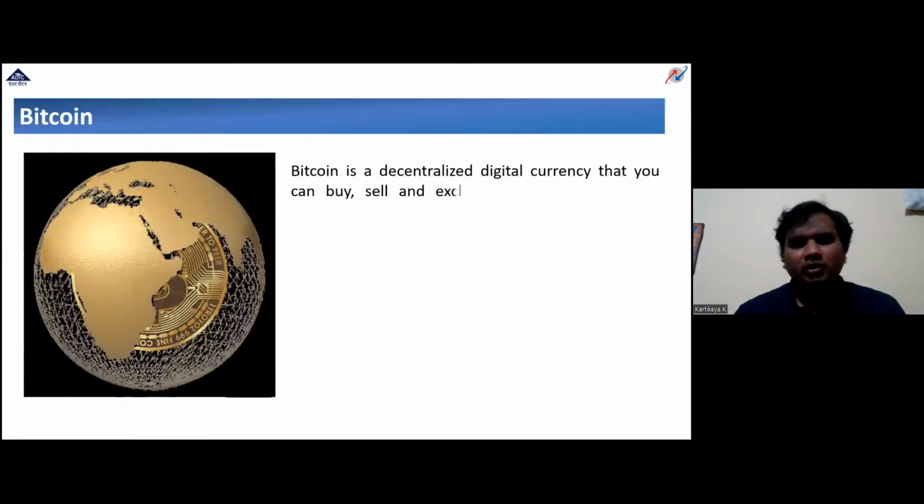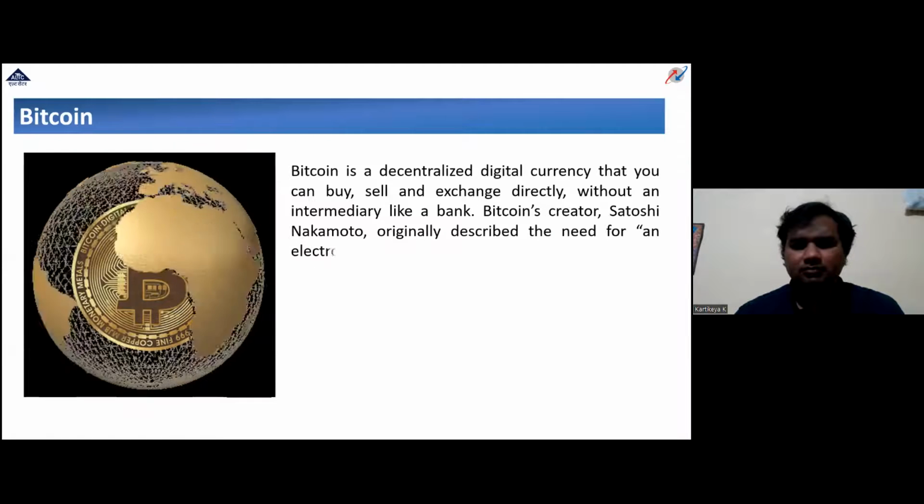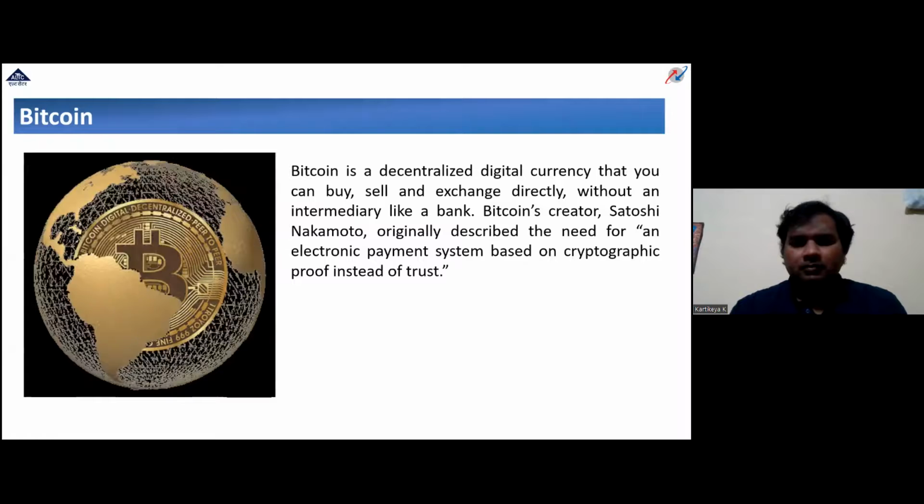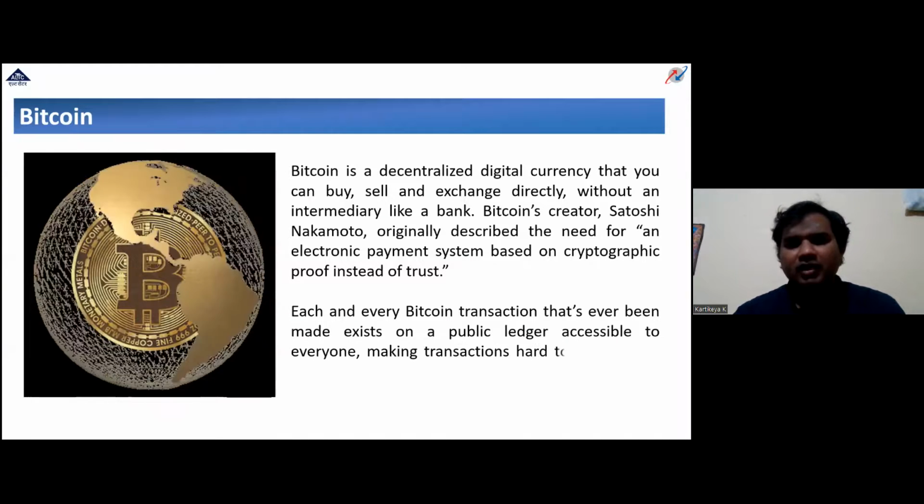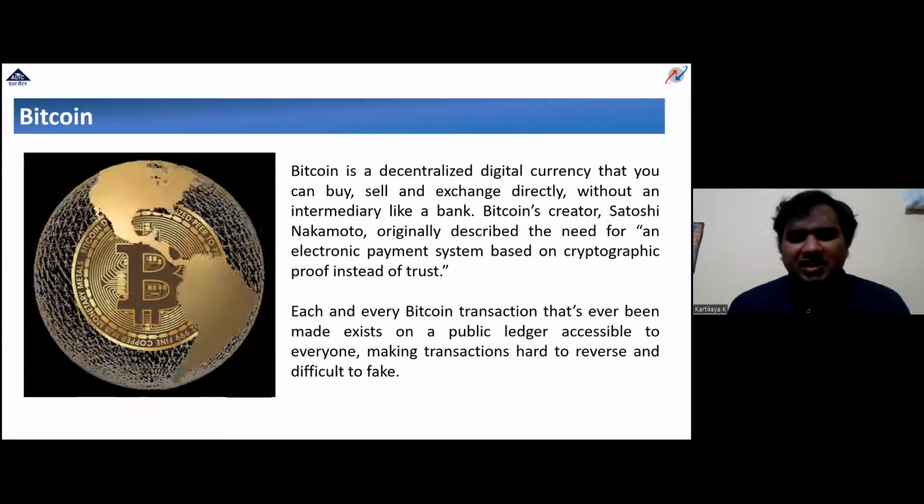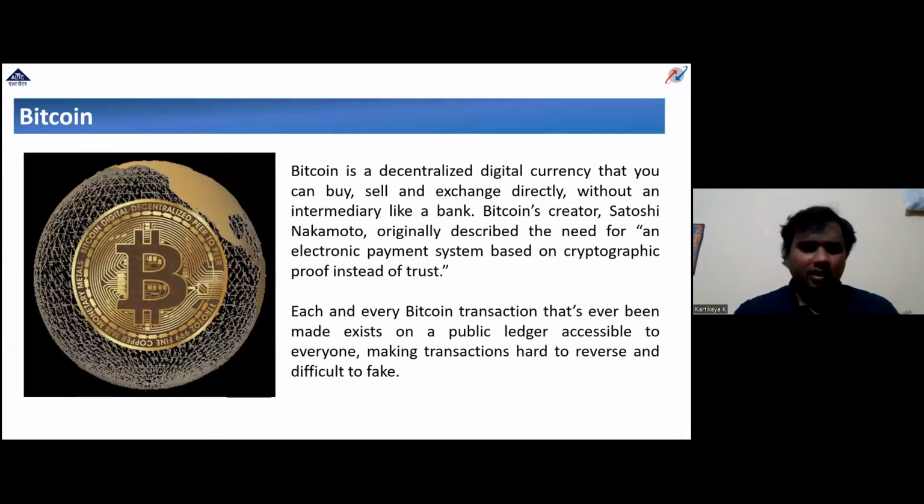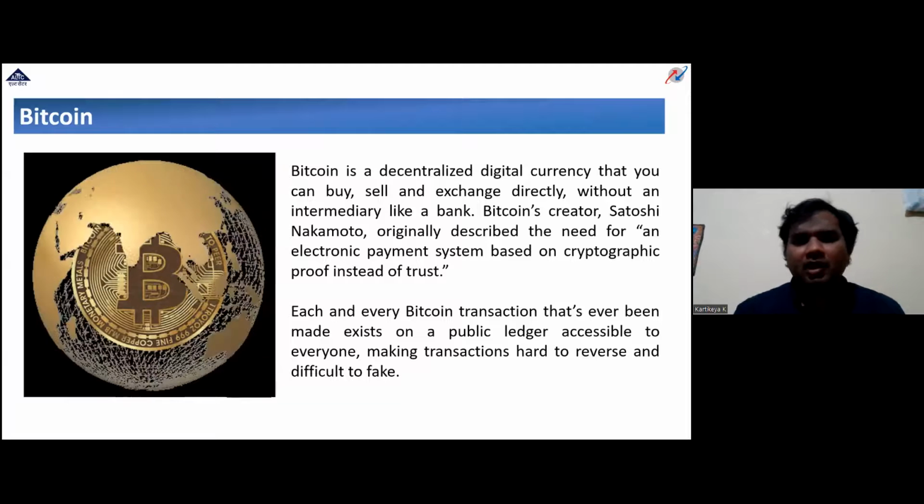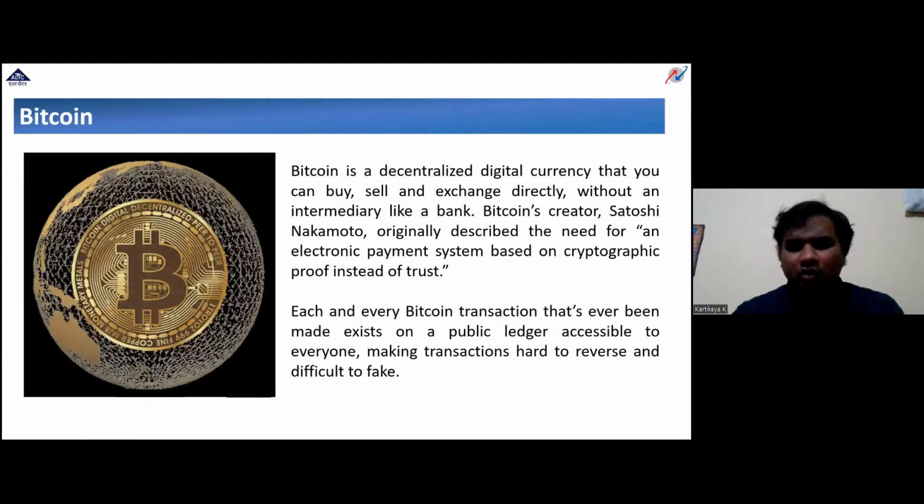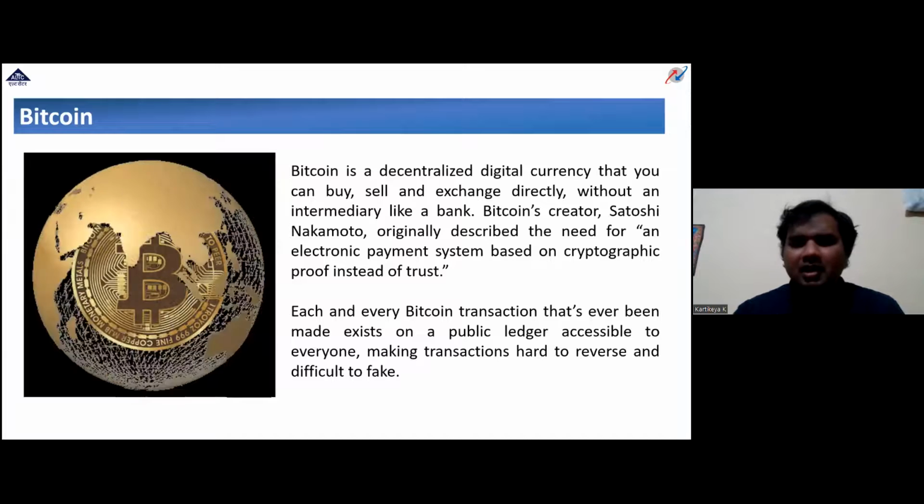Now, Bitcoin, the most famous cryptocurrency. Basically, Bitcoin is a decentralized digital currency that you can buy, sell, and exchange directly without an intermediary like a bank. In our normal transactions, if I want to buy a product online, who will be the intermediary? The bank. The bank has to verify and address the transaction. Only then can I buy whatever I want. But with cryptocurrency or Bitcoin, there is no need for an intermediary like a bank.